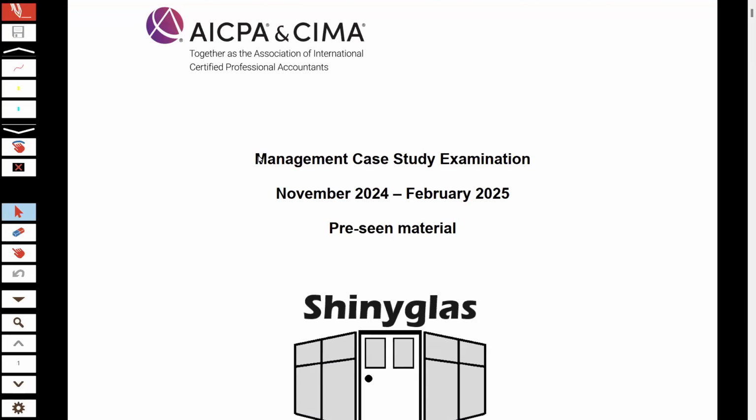It might be that they've decided to upgrade their website, or that they're negotiating with new suppliers of glass sealed units. It might be they've got a big problem with staffing. Perhaps they're going to invest in a new factory. There will be a theme in your exam as to what has happened to Shinyglas since the pre-scene, and the questions in your exam will focus on what has happened to Shinyglas in that time, what is presented on exam day.